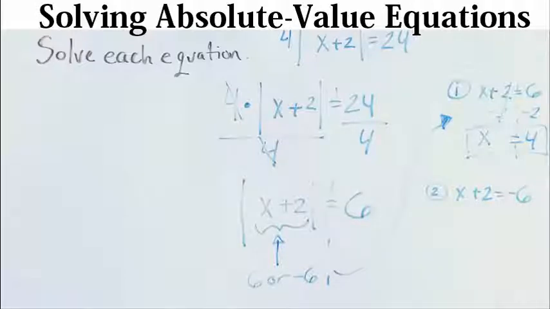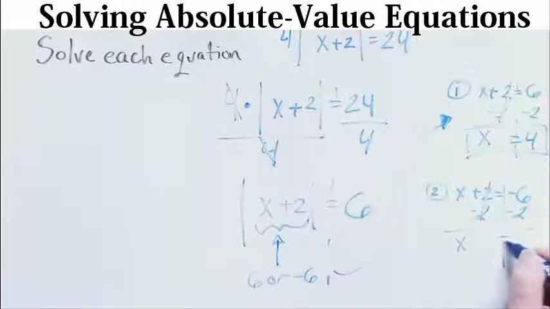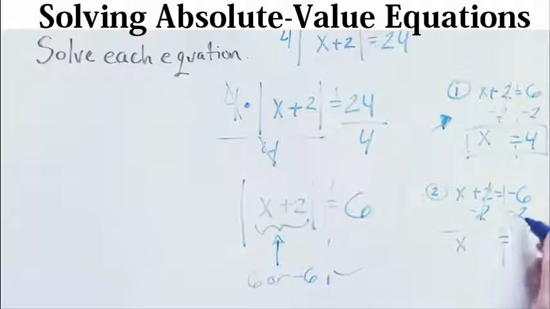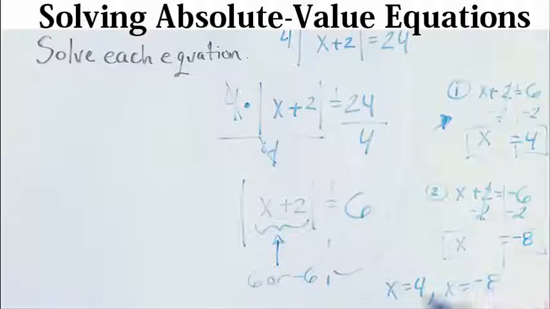Again, I want to get the positive 2 to go away, so I pair it with a negative 2. I didn't do anything to my x's. A positive 2 minus 2 turns to 0. A negative 6 minus 2 more is a negative 8. So my other answer is negative 8. My final answer is x equals 4 and x equals negative 8 are the two answers that would make this statement true.